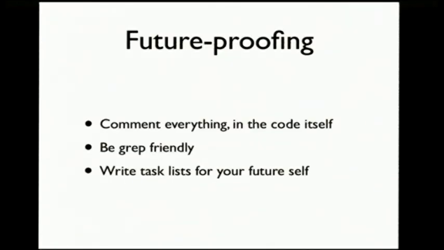Write task lists for your future self. We all do it. Software engineering is a series of compromises. You compromise between what is available now and what might be available in the future.